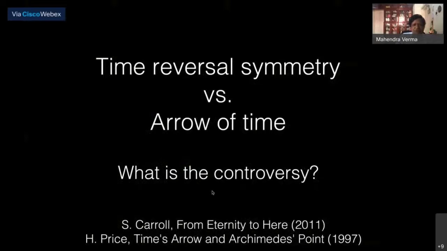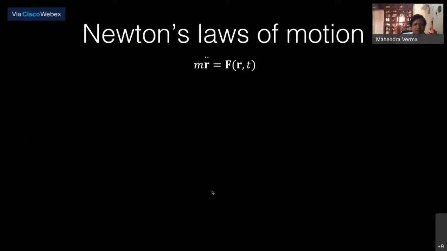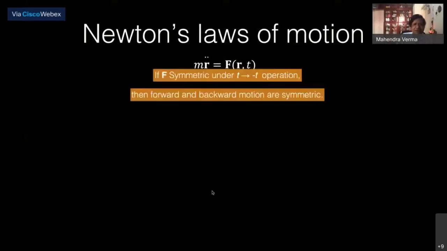So what is the basic controversy? If you look at Newton's laws, mass times acceleration is force. In this equation, if t goes to minus t, since it is a double derivative of r with respect to t, the term r double dot does not change sign. And if the force also does not change sign, as for gravity, electrodynamics, and strong forces, where force is unchanged when t goes to minus t, then forward and backward motions are symmetric.